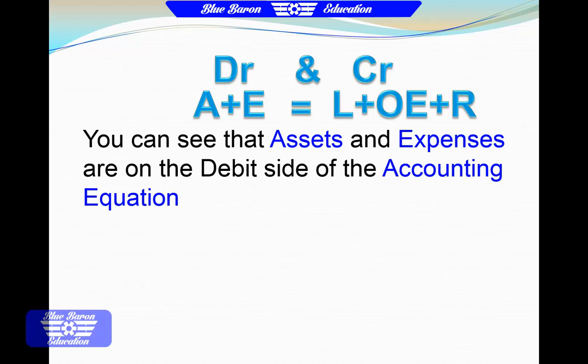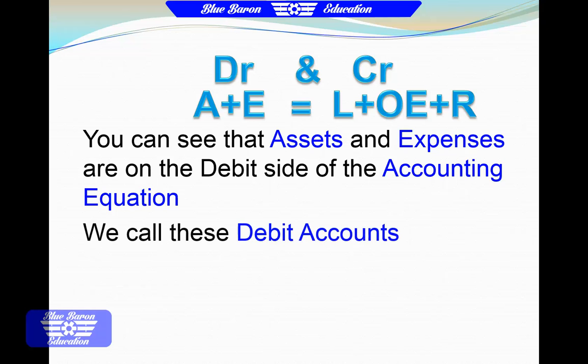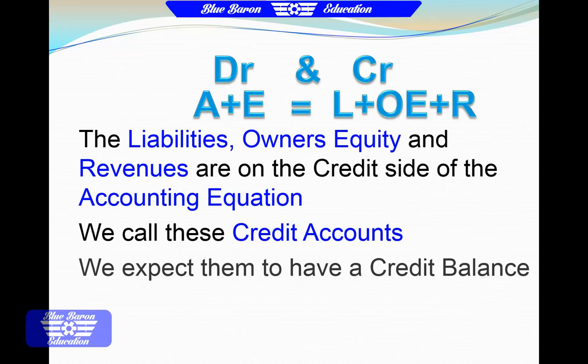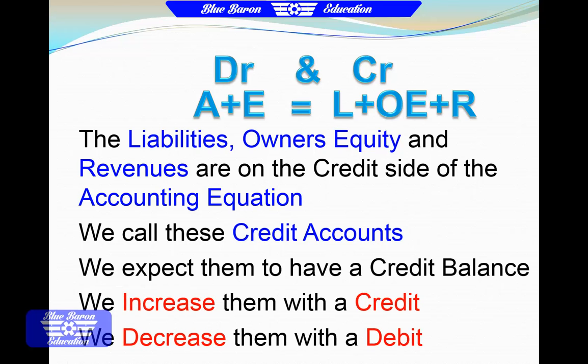As we can see, our assets and our expenses are on the debit side of the accounting equation, so we call them debit accounts. We expect them to have a debit balance. We're going to increase them with a debit and decrease them with a credit. Conversely, our owner's equity, our liabilities, and our revenues are on the credit side of the equation, or the right side of the equation. So we call them credit accounts. We expect these to have a credit balance. We're going to increase them with a credit and decrease them with a debit.